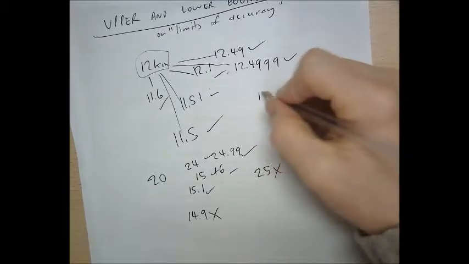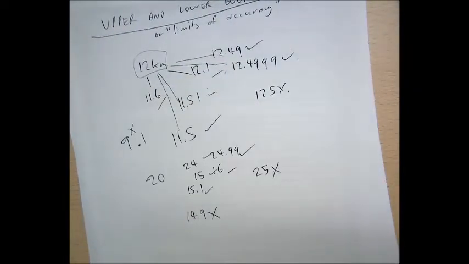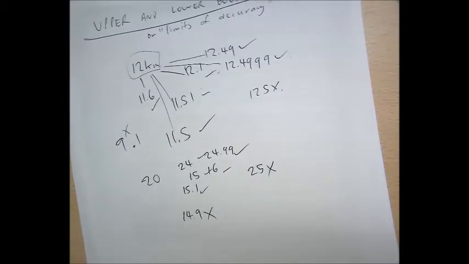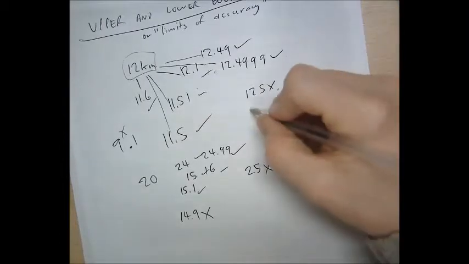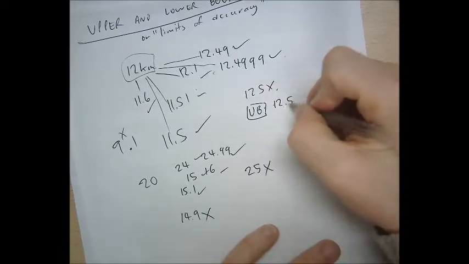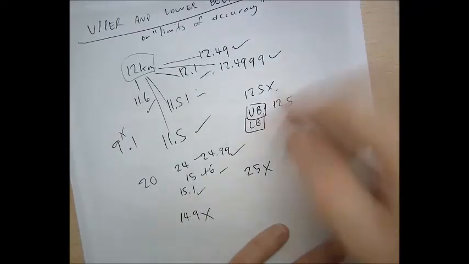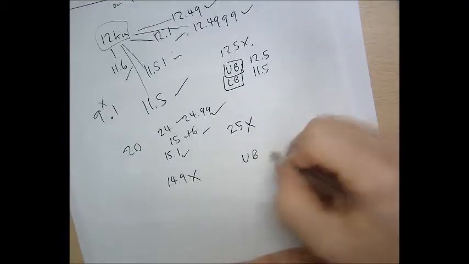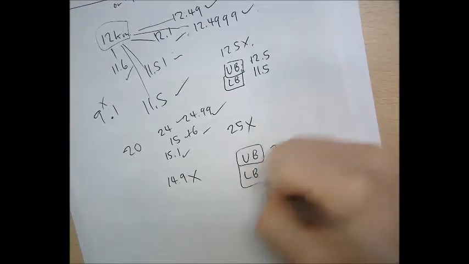So that's not possible. Equally, 12.5 is not possible. 9.1 is clearly ridiculous. That would have led to 9. The GCSE question is to say, what's the boundary between the possible and the not possible? It seems to me that the upper boundary between the possible and the not possible is 12.5, and the lower boundary between the possible and the not possible is 11.5. In this case, the upper boundary between the possible and the not possible is 25, and the lower boundary is 15.